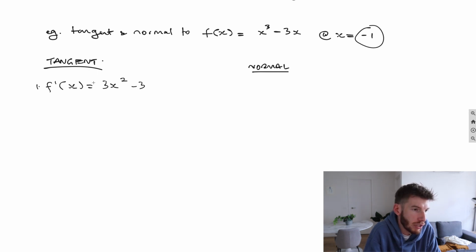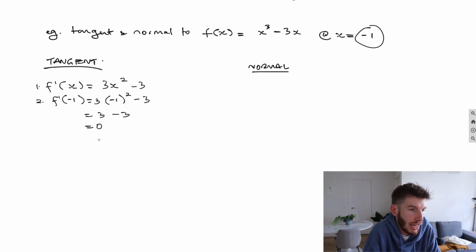So then the next thing is we've got to plug in our x value to get the value of the gradient at that point. So 3 times -1 squared minus 3, which is going to be 3 times 1 or 3, take away 3, which in this case is actually 0. So that is my m tangent.